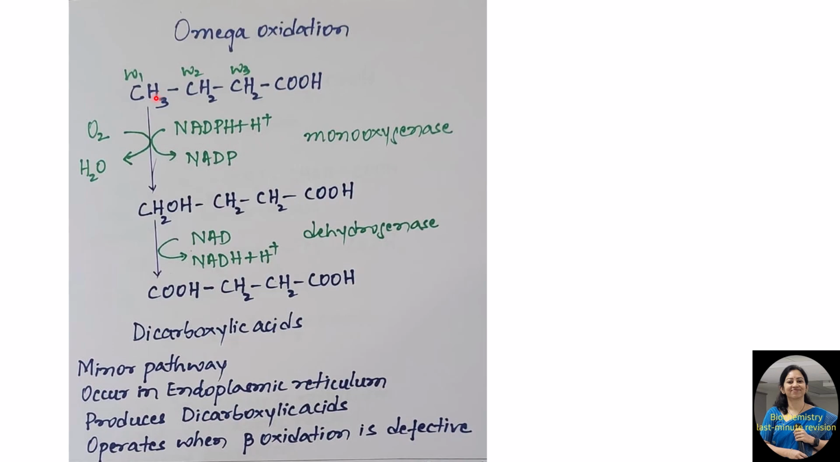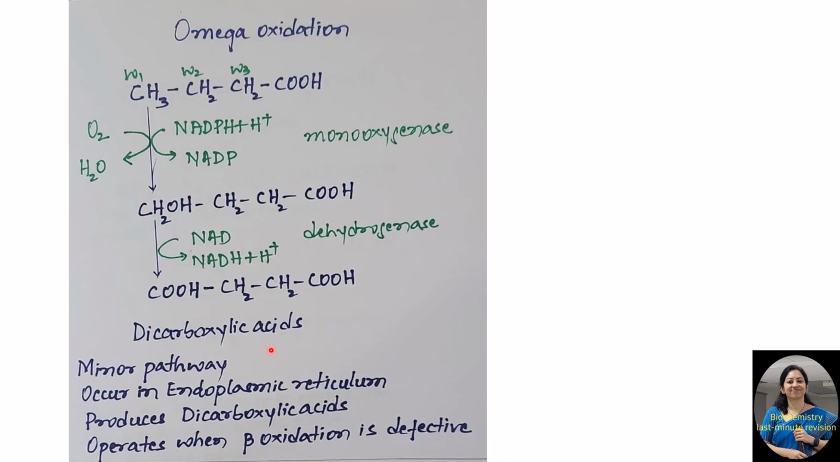It requires molecular oxygen and also NADPH. So NADPH gets oxidized to NADP, and the omega carbon atom gets converted to a hydroxymethyl group. Subsequently this undergoes oxidation to form COOH, and the enzyme is dehydrogenase. Simultaneously there is reduction of NAD to NADH. So the end product of omega oxidation is formation of dicarboxylic acids.